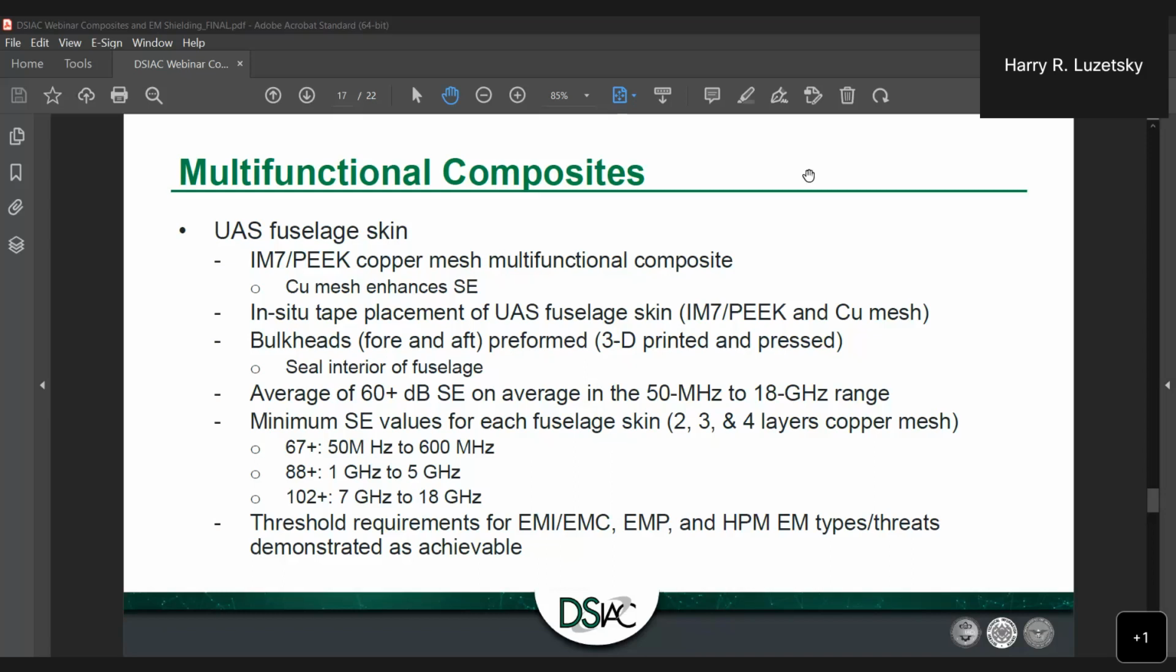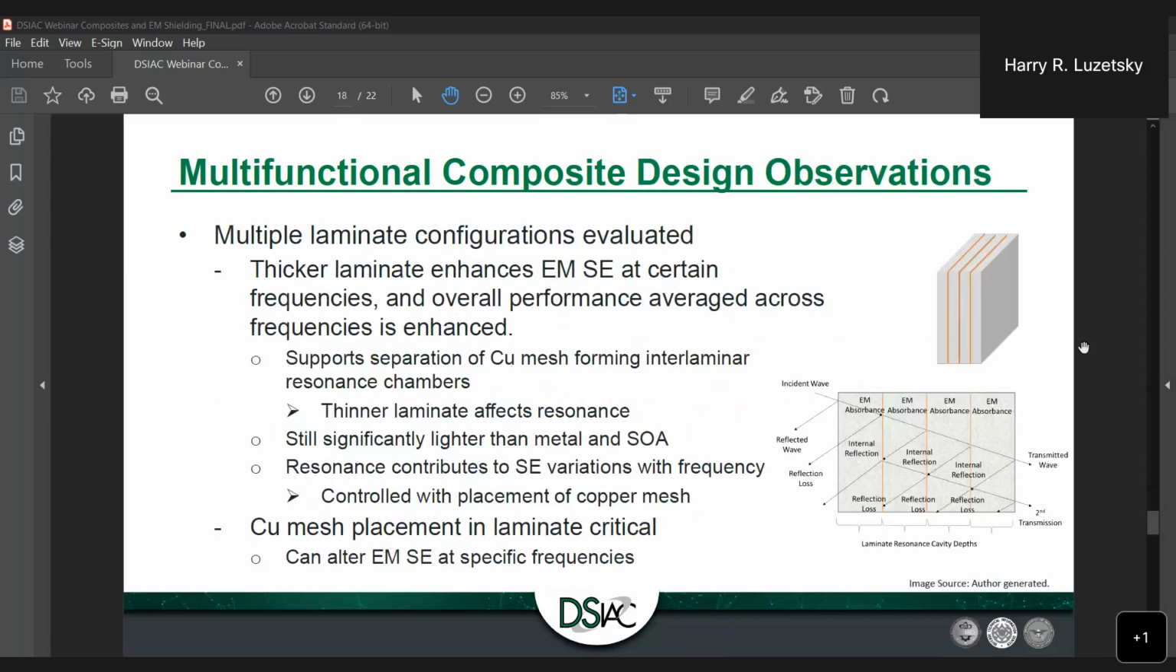Next. When I mentioned resonance chambers, this is what we're really dealing with. And this is the multifunctional, what I'm calling design observation at this point. Multiple laminate configuration. The copper colored areas represent the copper mesh. And what happens is you get this reflection and re-reflection going on. The thicker laminate enhances the shielding effectiveness at certain frequencies. And if you look at the overall performance across all frequencies, it winds up being enhanced.